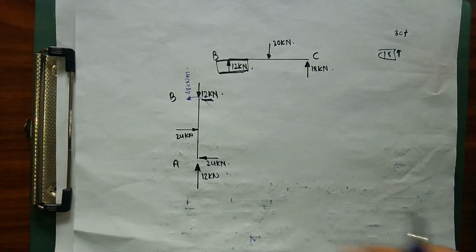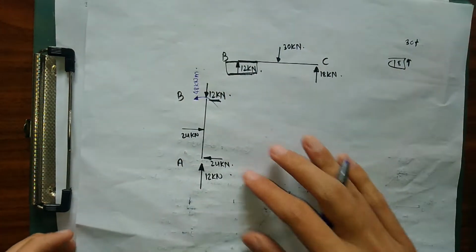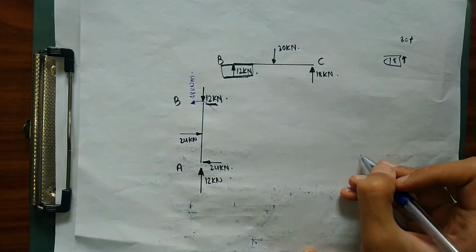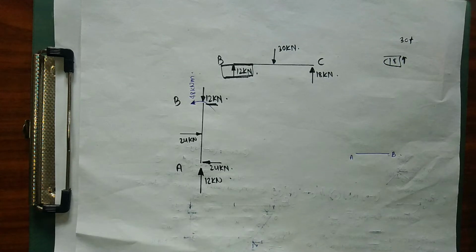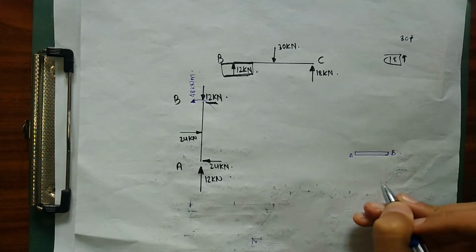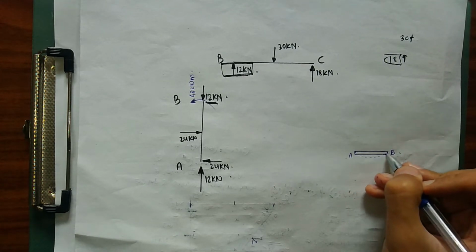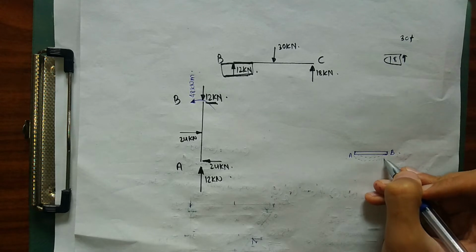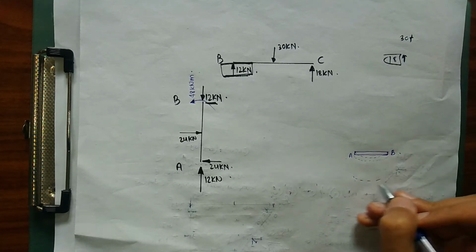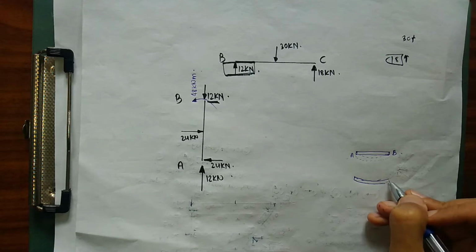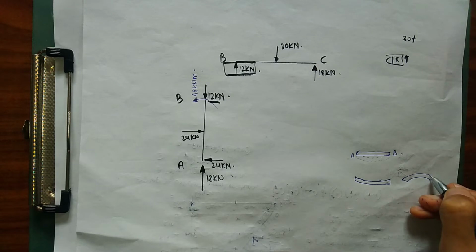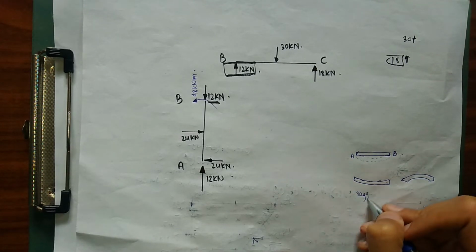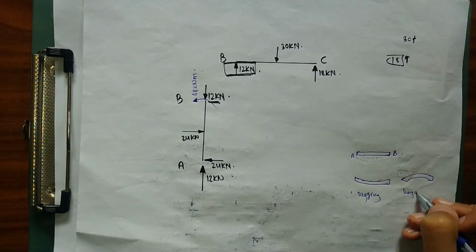So now let me explain the sign, why I have taken my sign in this way. So this is my member AB. For our member AB, I'm going to have two types of moment: sagging bending moment and hogging bending moment. So what are sagging bending moment and hogging bending moment? Let me draw my beam this way. If the beam moves downward in this way, I'm going to take this as sagging bending moment. But if the beam moves upward in this way, I'm going to take this as hogging bending moment.